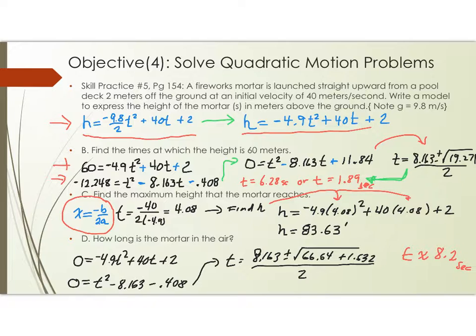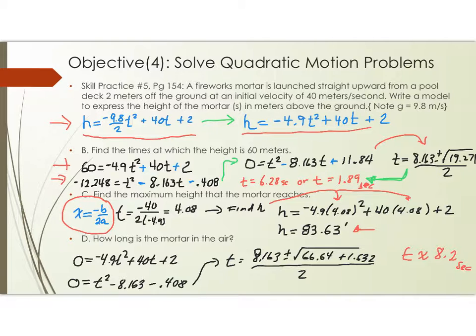Now we want to find h, so we plug it back into the equation, and we get h is equal to a negative 4.9 times 4.08 squared plus 40 times 4.08 plus 2, and we get a maximum height of, there it is, 83.63 feet. So it doesn't ever reach 100 feet.